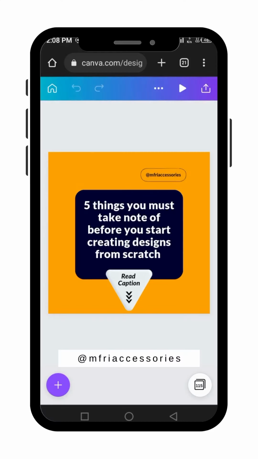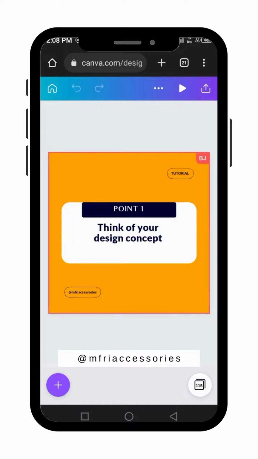Hi there. So I'll be sharing with you quickly 5 things you must take note of before you start creating designs from scratch. Yes, so let's jump right into it. The first thing you must do is to think of your design concept. What this basically means is that you bear the end in mind even before you start. Yes, am I making sense?